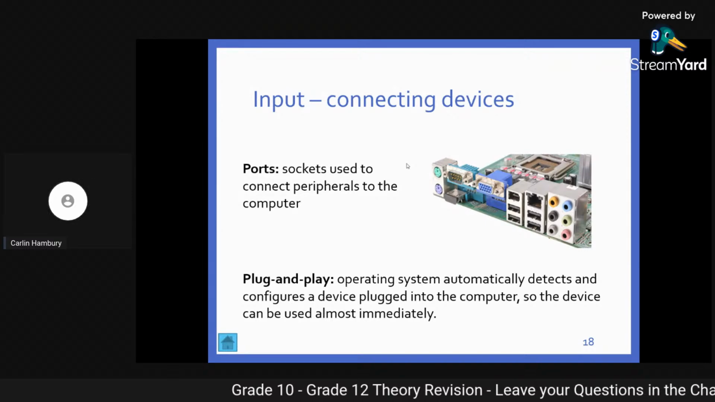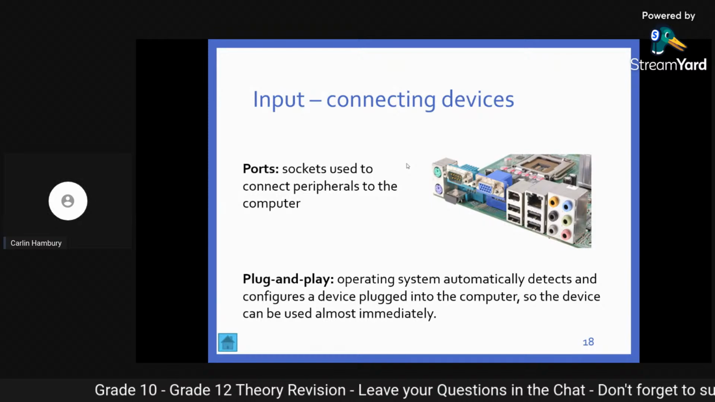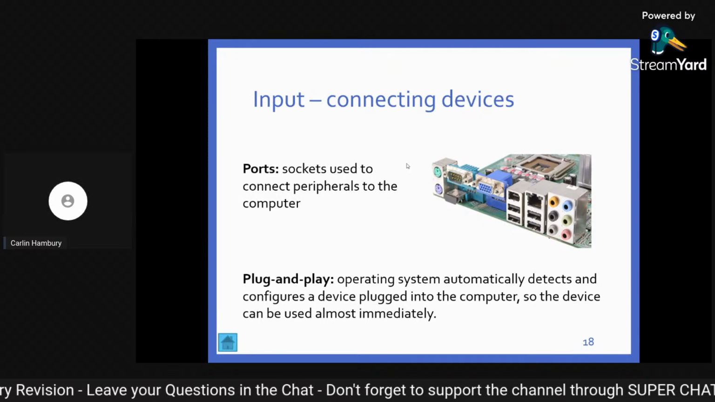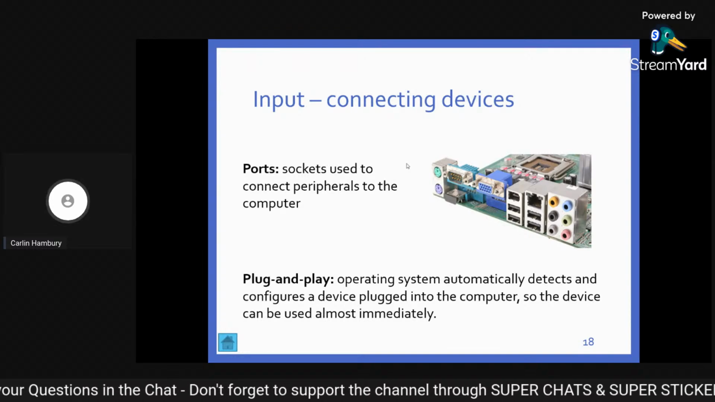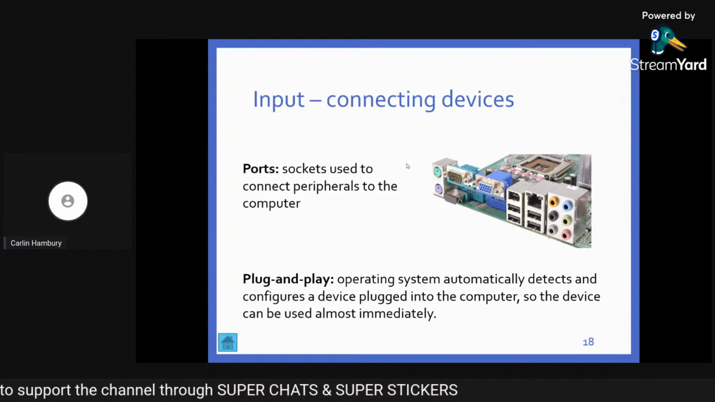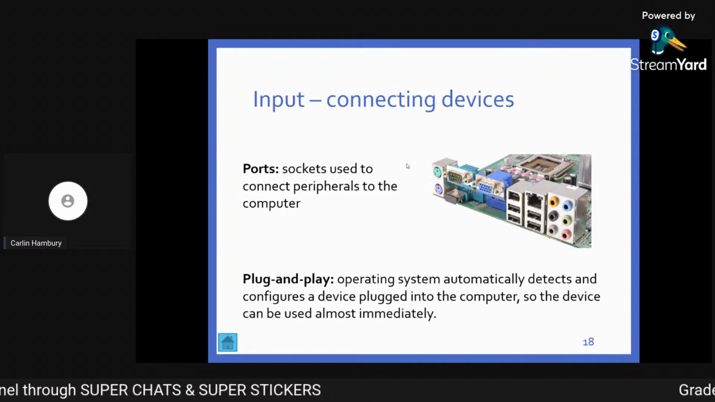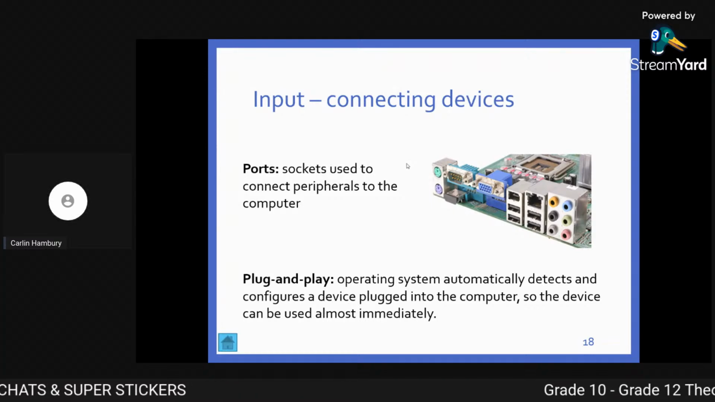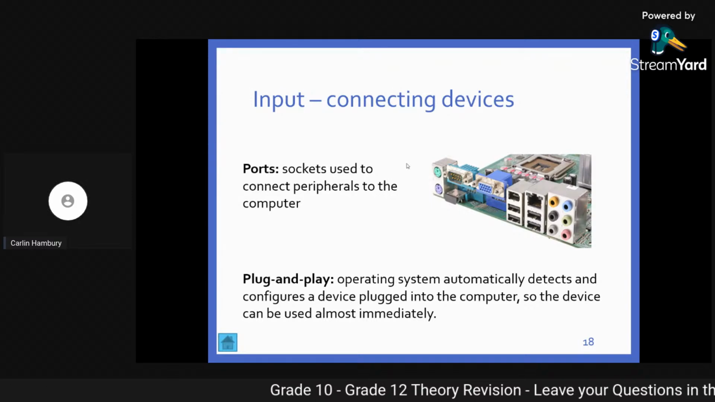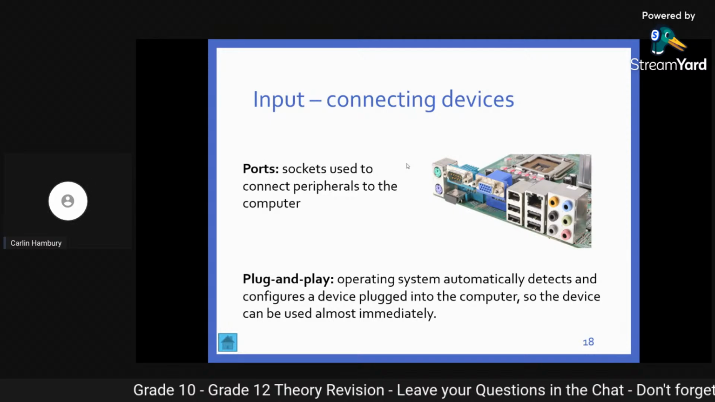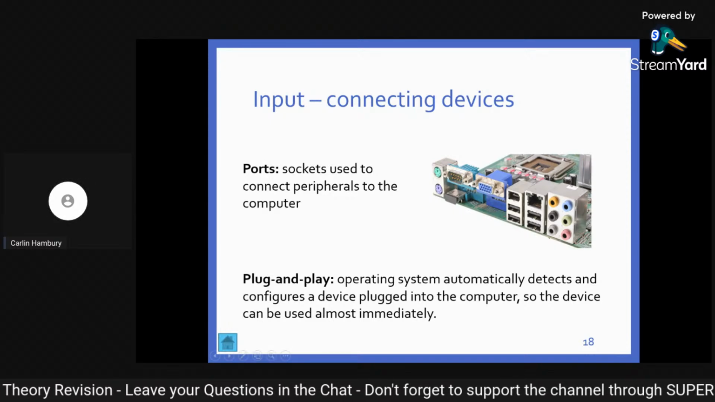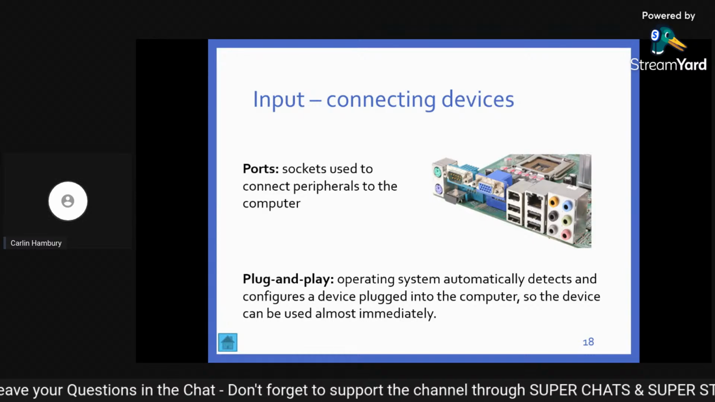Plug and play came along, and this is now a built-in feature where the operating system automatically detects and configures the device plugged into the PC. I'm sure many of you have seen when you plug in a flash drive, it comes up with a box that says, do you want to scan this? That's plug and play picking up that this device that has been plugged in is actually a USB flash drive. It's something we take for granted, definitely, but it is a very, very important feature within Windows as well.